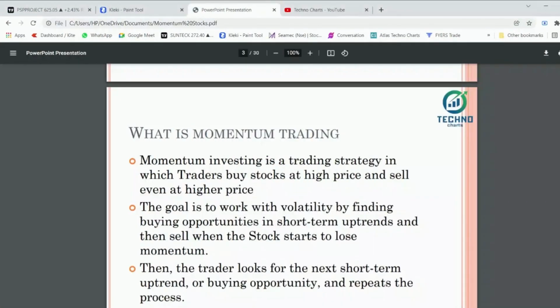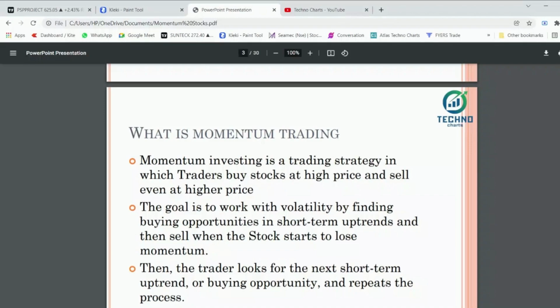What is momentum trading? Momentum trading is a trading strategy in which traders buy stocks at a higher price and sell them at an even higher price. For example, if a stock is trading at an all-time high or at a 52-week high, that means it is already a trending stock, and you buy those stocks and sell them at an even higher price. So that is basically known as momentum trading.